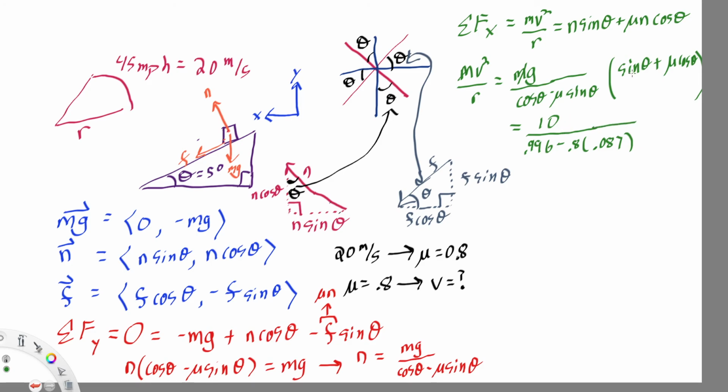And then we have the sine theta and cosine theta appearing again. So we have 0.087 plus 0.8 times 0.996. And on the other side, still v squared over r, where r is 50. Anyone have a number for me here?